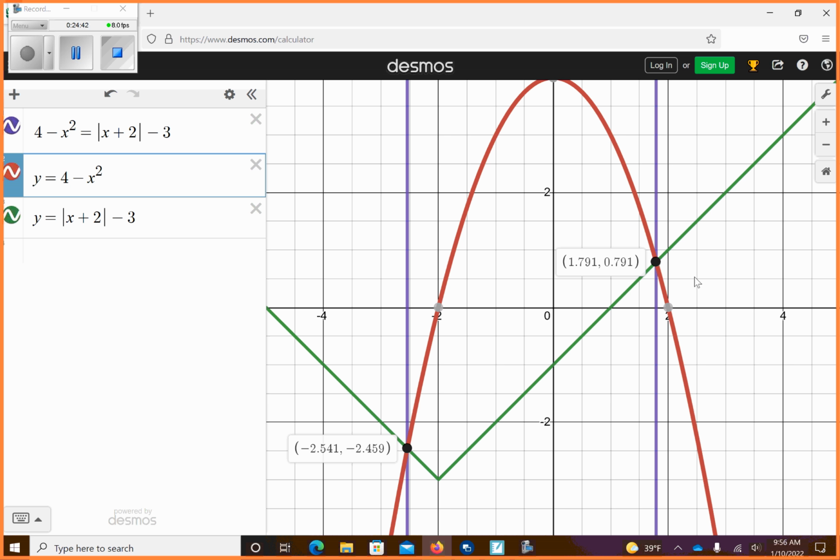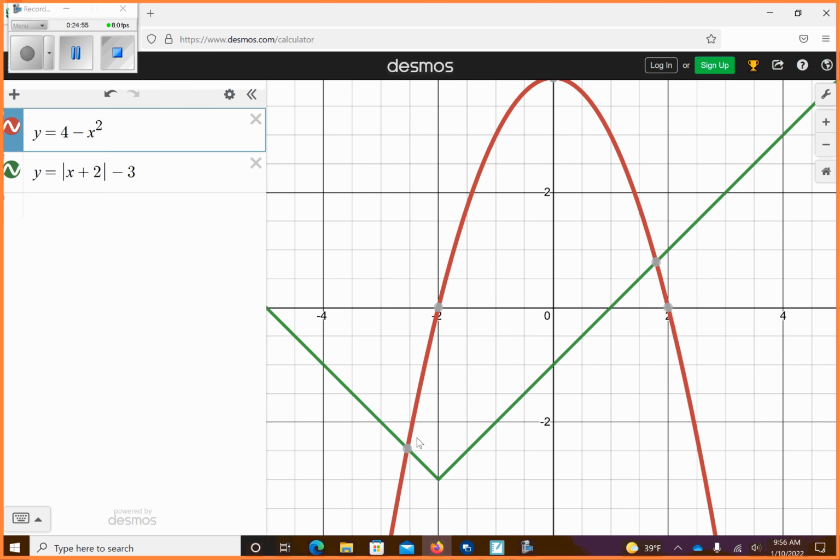So of course those give us 2 points. We have negative 2.541. That's only an x value. And I have 1.791. Okay, so I can kind of get rid of this, and it still comes out the same. So you're looking at the intersection of the red and the green. If you set each equal to each other, all you're looking at on this is the x value.